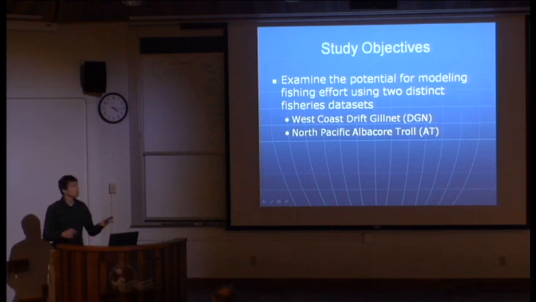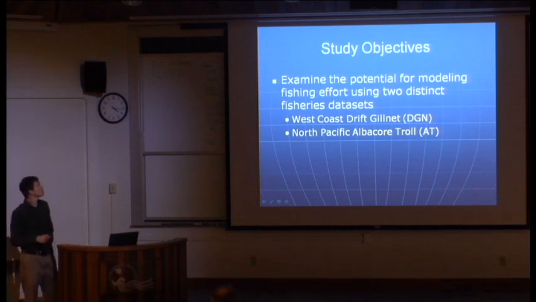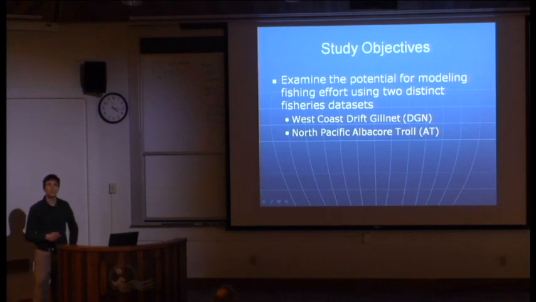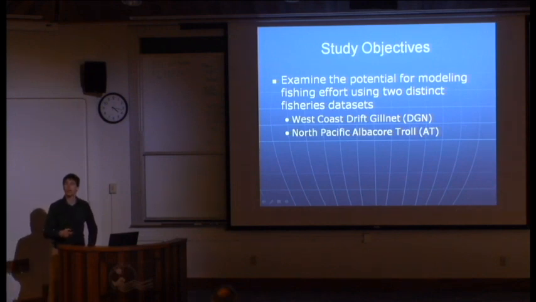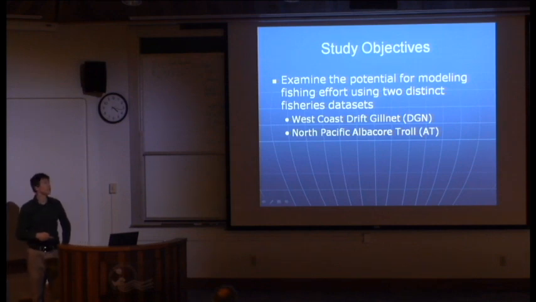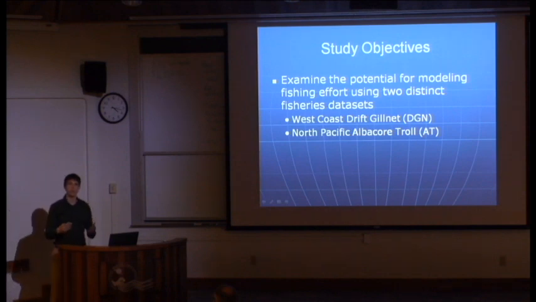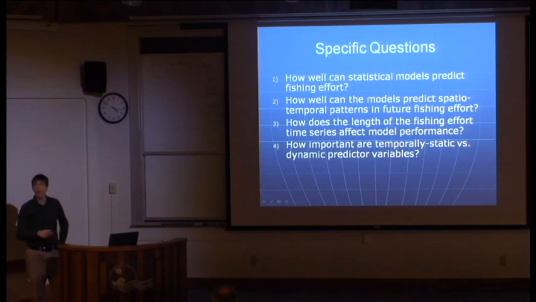So the objectives of this particular part of the study were to examine the potential for modeling fishing effort using two distinct fisheries data sets. These are the West Coast drift gillnet fishery, which, as Scott mentioned already, is known to interact with leatherback sea turtles off the coast here, and the North Pacific albacore troll fishery. This one doesn't actually have very high bycatch, but we had the data, and we thought it would be good to examine two different fisheries to see how well the methods worked, because they are quite distinct. And so we asked four specific questions of the data.